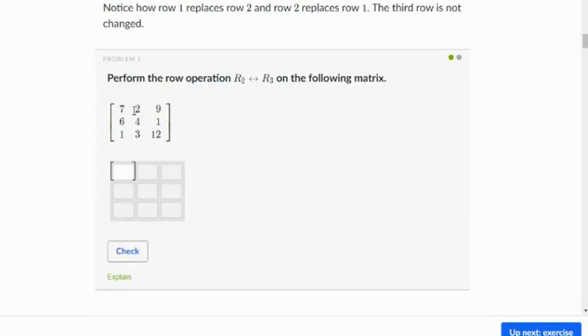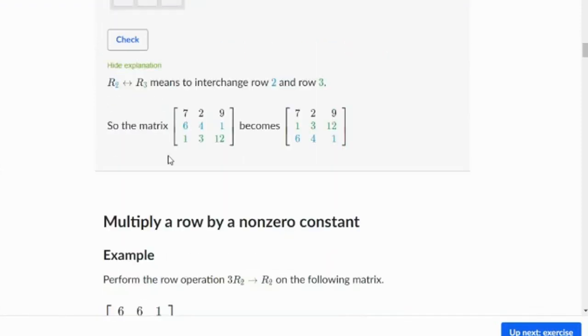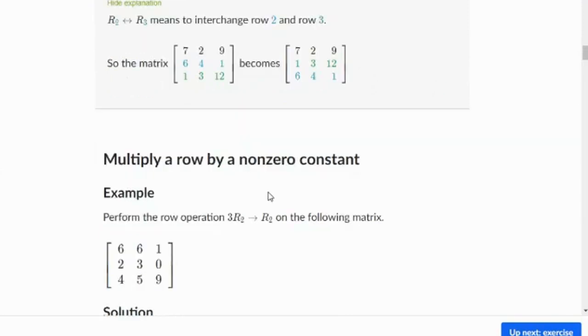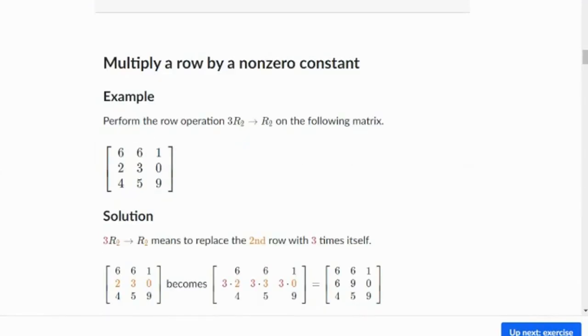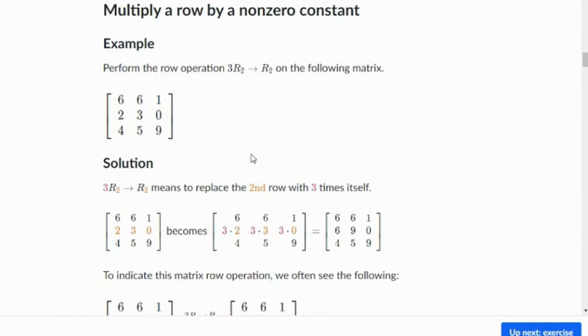So then they want you to do that. Type in switching row 2 with row 3. Pay attention to what they're asking. And again, you can check to make sure you got it. It has a place to click explain. If you can't get it right, you can click that and it gives you the answer. So the practice assignments and the practice articles give you chances to check to make sure you're understanding.